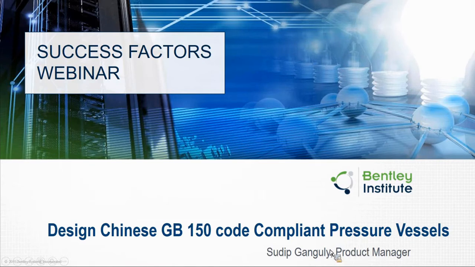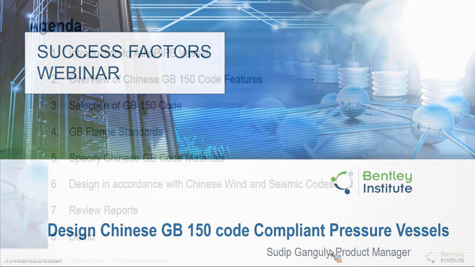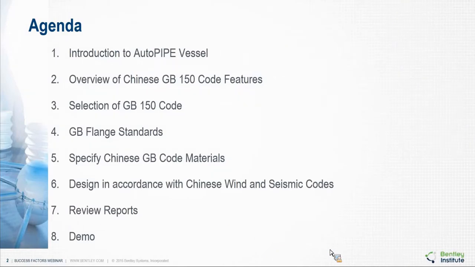Today our topic will be design of Chinese GB 150 code compliant pressure vessels. Here's our agenda today. I will make a brief introduction to AutoPIPE Vessel. Then we will go through an overview of the Chinese GB 150 code features. Then we will go through selection of GB 150 code. We will talk about GB flange standards, specify Chinese GB code materials, and then design in accordance with Chinese wind and seismic codes. Finally, we will go through a review report and a demo.